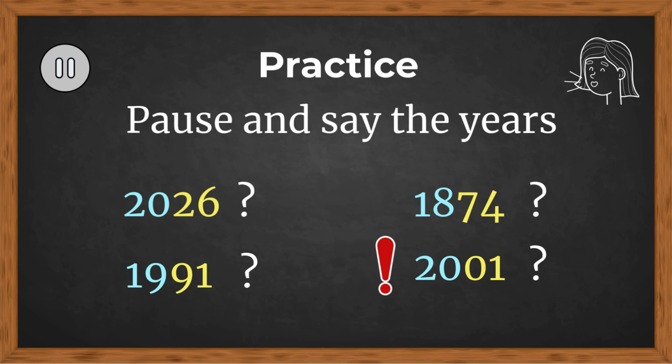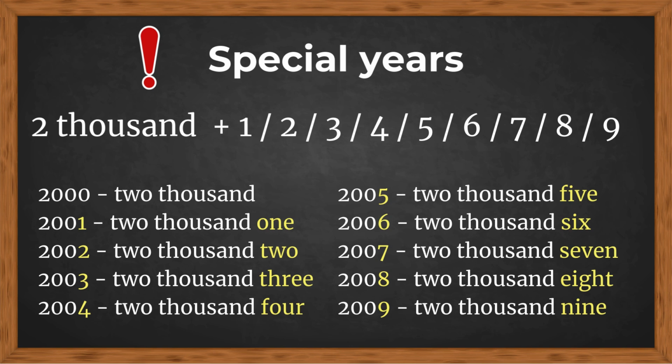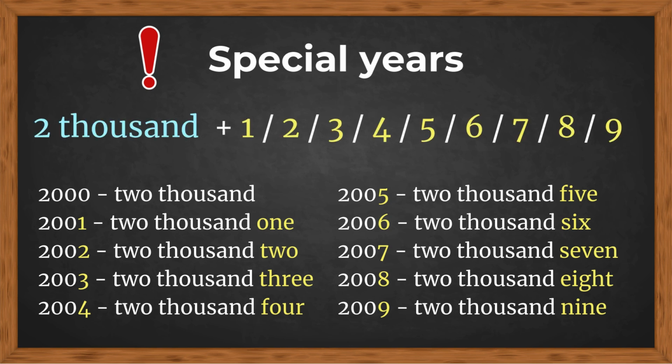Practice time. Pause the video and say these years. Then play again and check with me. Listen to the answers. 2026, 1991, 1874, and 2001. Some years are special. From 2000 to 2009, we often say 2000 plus the last number. 2000, 2001, 2002, 2009.